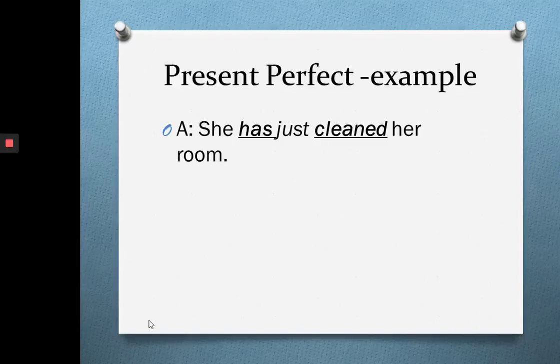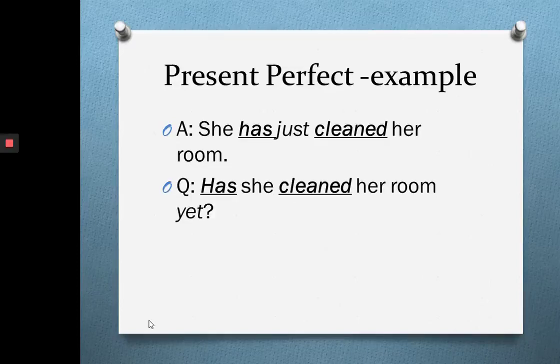And we have main verb with ed ending. She has just cleaned. Ona je upravo očistila svoju sobu. In the question form, again inversion, has she cleaned her room yet?